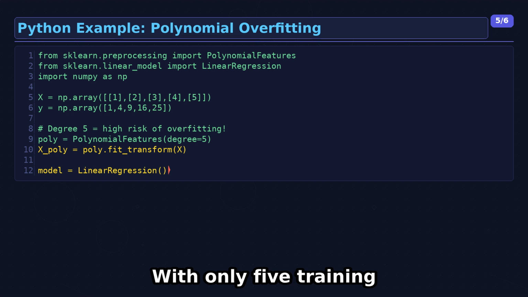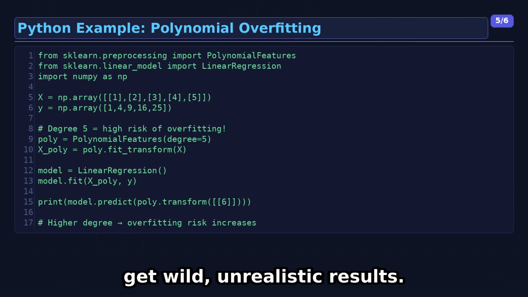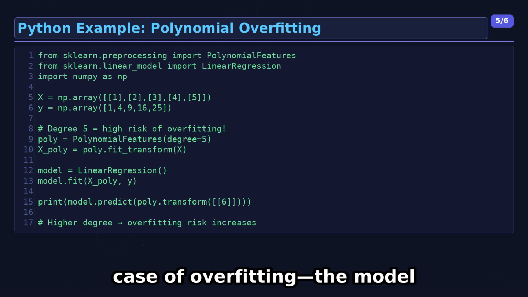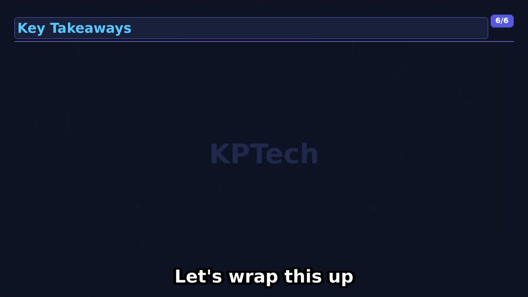With only 5 training points and 5 polynomial terms, this model will fit the training data perfectly, but it's basically memorized those specific points. When you predict on new data, like x equals 6, you might get wild, unrealistic results. This is a textbook case of overfitting, the model complexity is way too high for the amount of data we have. Let's wrap this up with the key takeaways you need to remember.